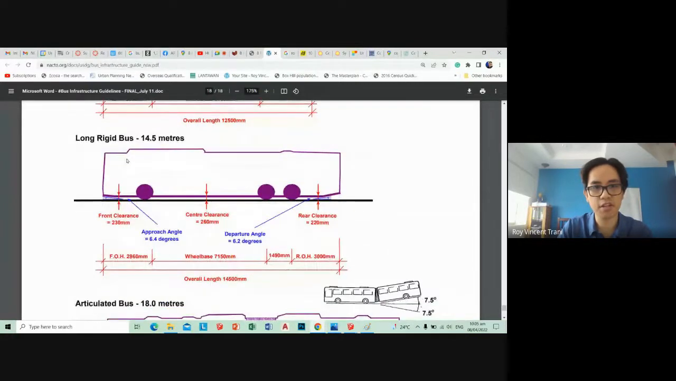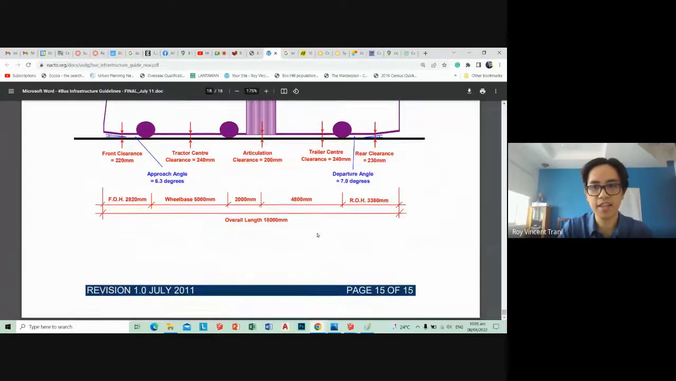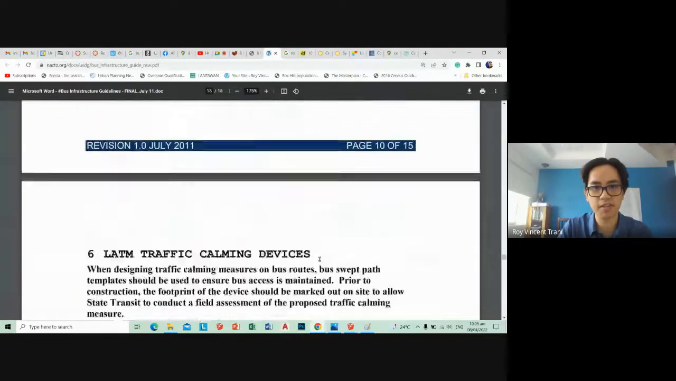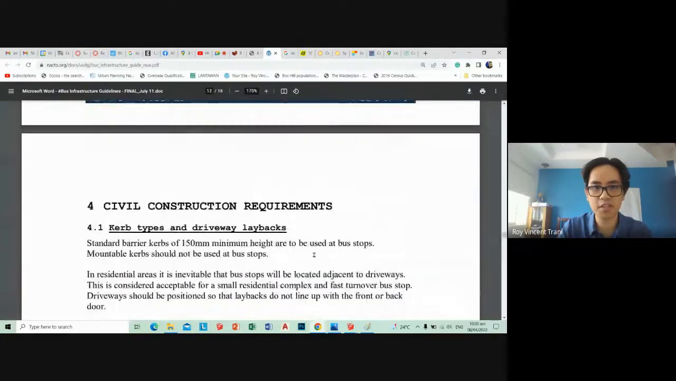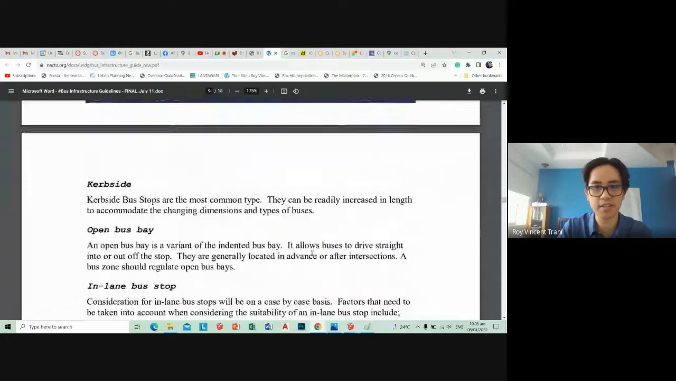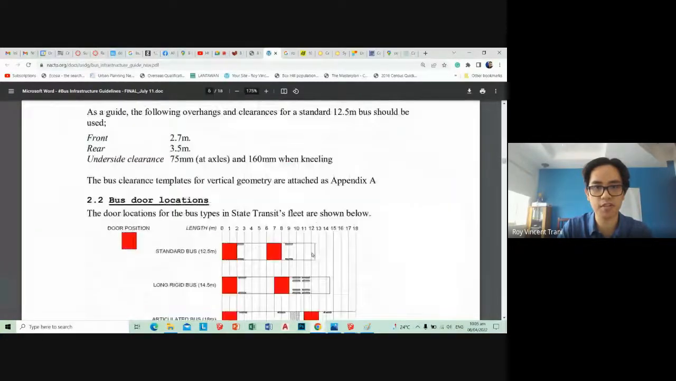And then over here is a long rigid bus. I don't think we have a lot of these in the Philippines, and the articulated bus, definitely we don't have these. And then I think there was one diagram I skipped on the entrances of the bus. Typically in the Philippines, we're used to a bus with only one entrance, but you might want to design for a bus with two entrances over here.